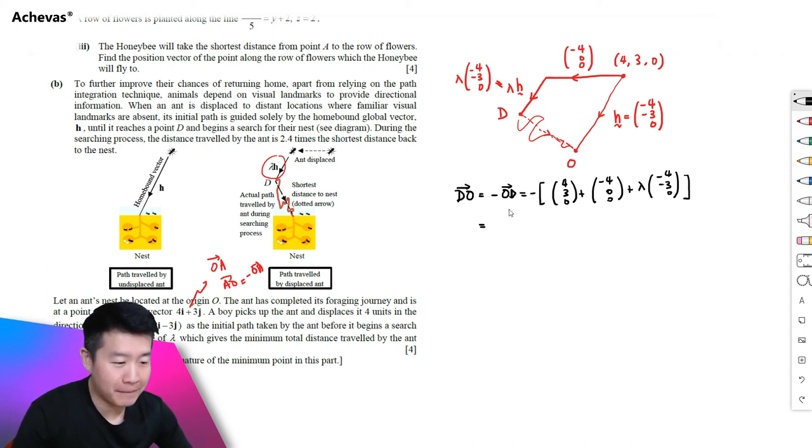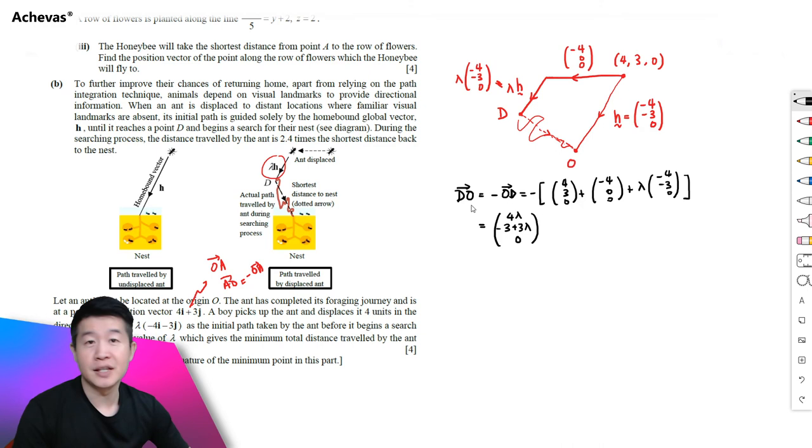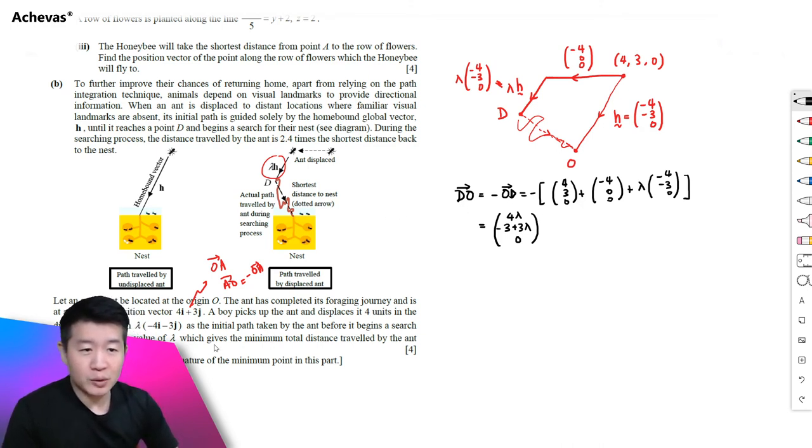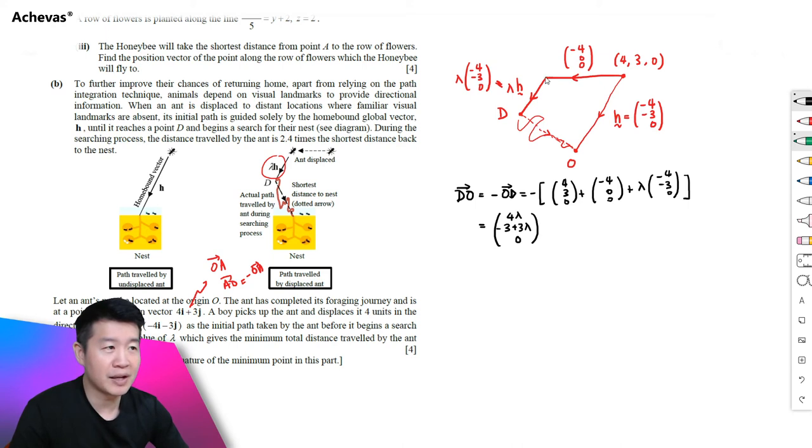So DO, if I were to simplify this, this is going to be equal to 4 lambda, then after that, minus 3 plus 3 lambda, then 0. With DO will be this. And what we want to do is to find the value of lambda such that the total distance that is traveled by the ant is going to be the minimum possible. Okay, what is the value of lambda so that the distance traveled by the ant is minimum possible? The distance that is traveled by the ant will be this, and then this path.